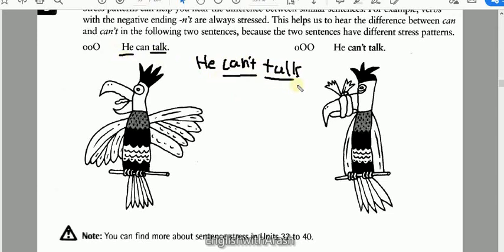Yes, he can talk. So stress patterns help you because sometimes you don't really hear that t sound, because they don't say he can't talk. They don't say it like that. But if they say he can't talk, it means he can't talk. So you understand that it's negative when stress is on can. Okay?